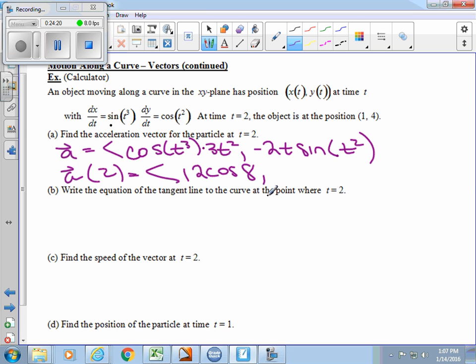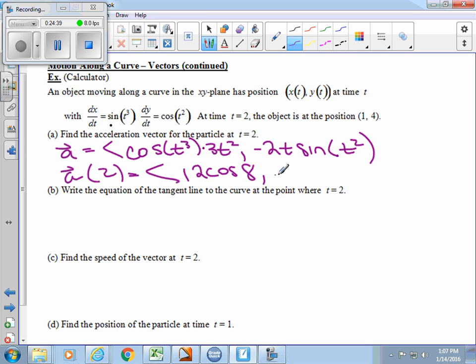Either way, it is a calculator question. You are allowed to put it in decimal. On AP, would they take 12 cosine of 8 instead of the decimal? Yes, if it's open response. If it's multiple choice, look at the answers and you'll figure it out.